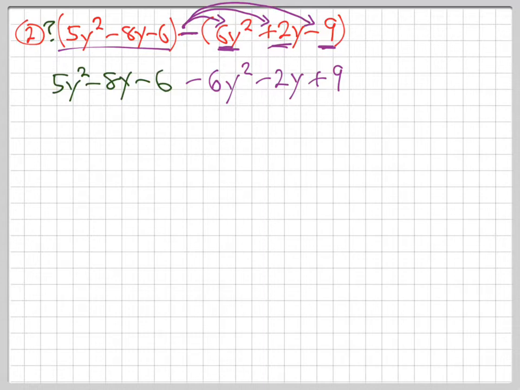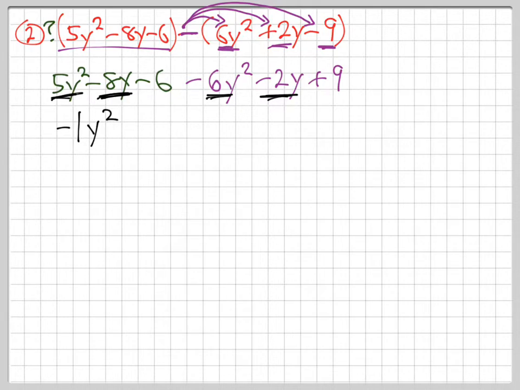And now we do like terms. Remember like terms? So the y squared with the y squared. Just combine like terms there. So 5y squared, take away 6y squared. Yeah, negative 1y squared. Good, just 5 take away 6. And then minus 8y and minus 2y. So the y squared combines with the y squared, and the regular y will combine with the regular y.